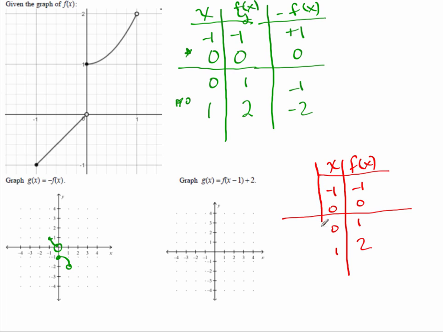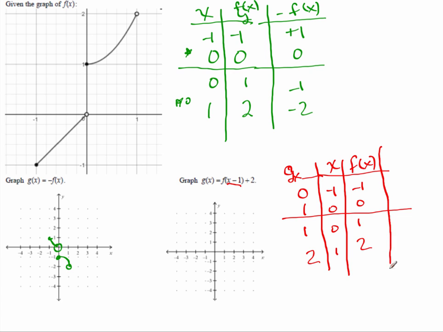Now, what happened to the x? Here, this is going to be a shift to the right 1. So every one of my x's is going to move to the right 1. So -1, so this is my g. It's -1 is going to move to 0. 0 is going to move to the right 1 or 1. And 1 is going to move to the right 1 or 2.